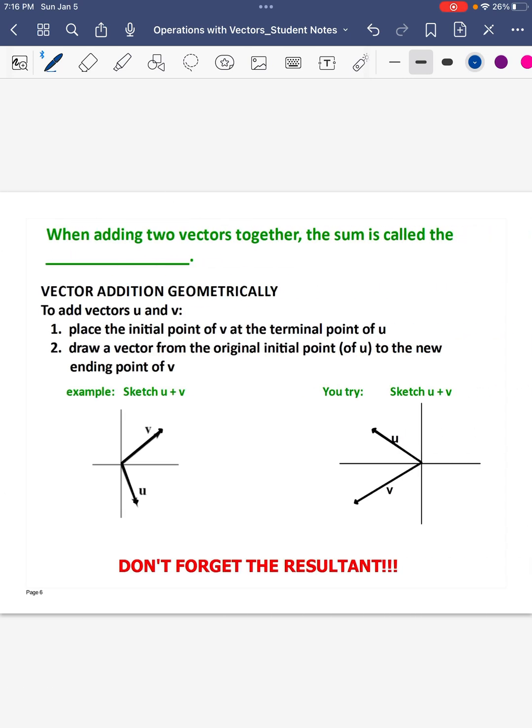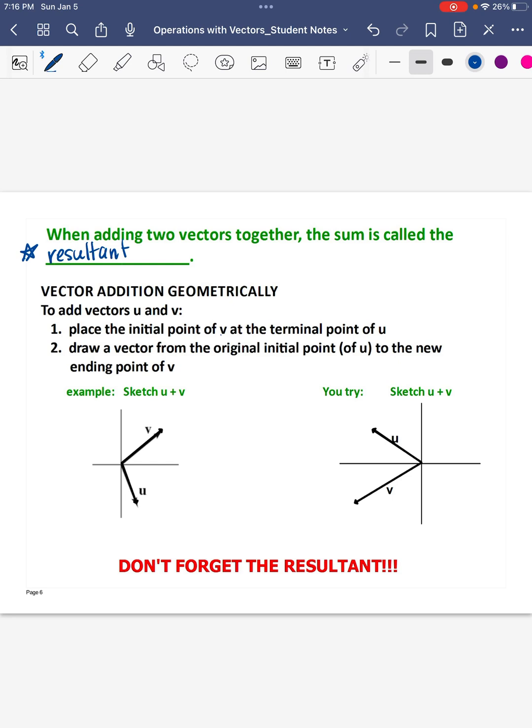All right, when adding 2 vectors together, the sum is called the resultant. That vocabulary is really important to know and remember. So, vector addition geometrically. To add vectors u and v, you're going to place the initial point of v, that's the second vector, at the terminal point of u, which is the first vector. Once you do that, you're going to draw a vector from the original initial point of u to the new ending point of v. All right, so that probably sounds a little confusing.